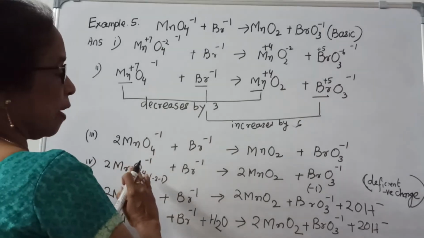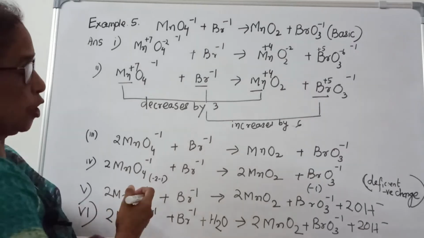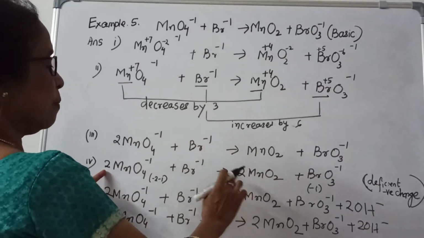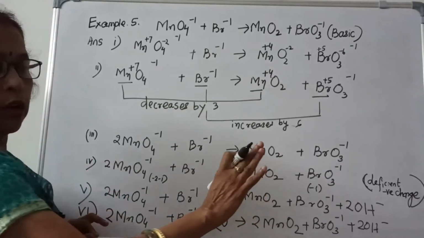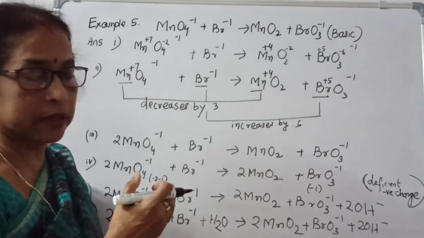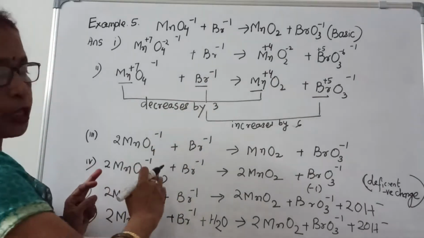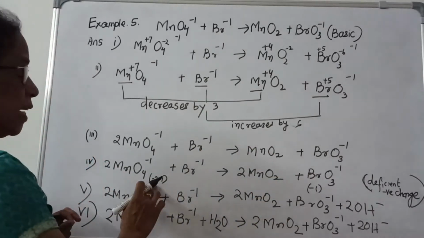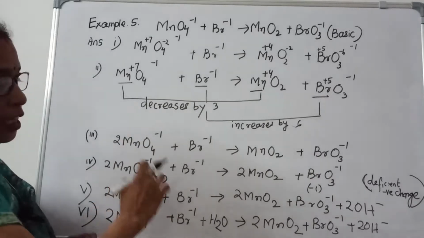After that I have to balance on both sides except oxygen. Now here it is already balanced, but manganese 2 times, so I put here 2, and bromine already balanced. Then oxygen. Since it is a basic medium, we will find negative charges on both sides. This is 3 times negative charges and here 1 time. That is why this should be balanced.